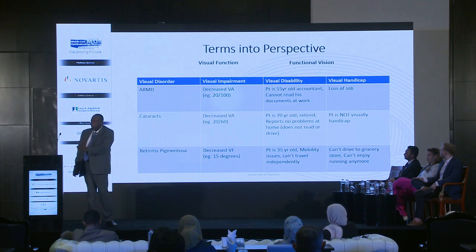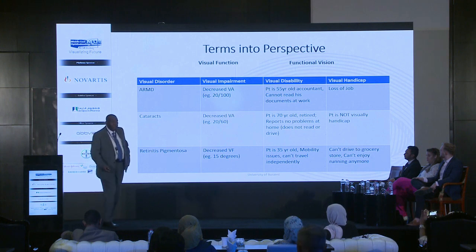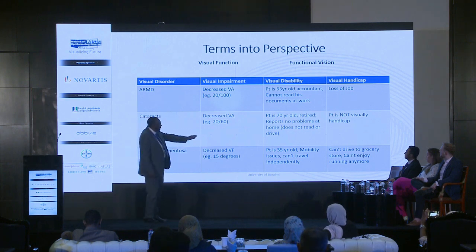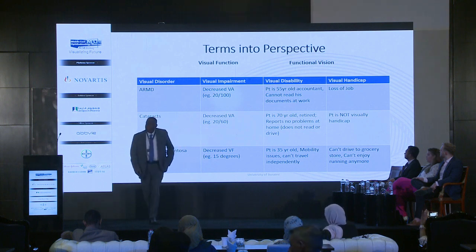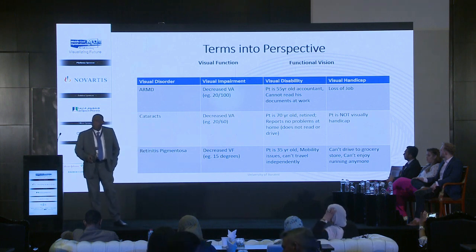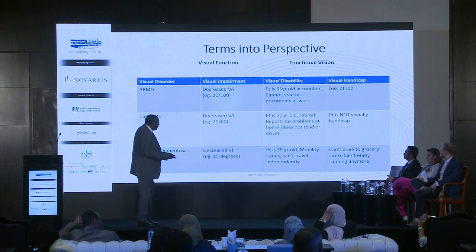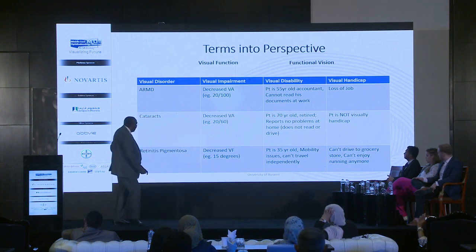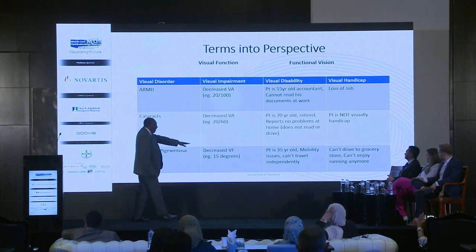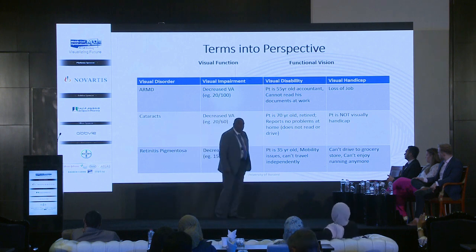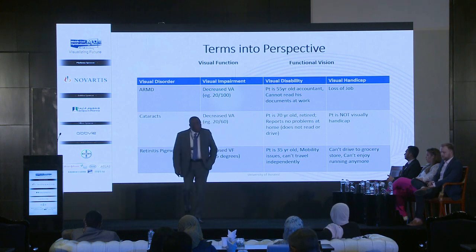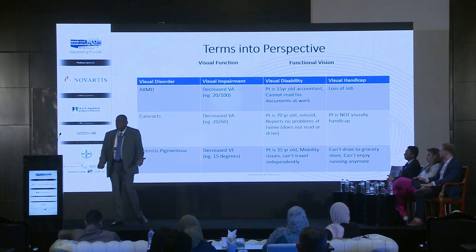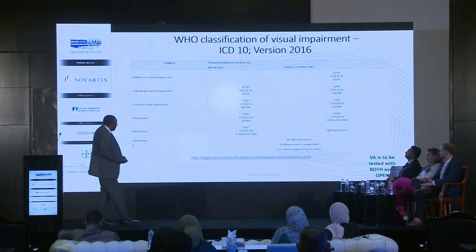That is the optometrist and the ophthalmologist, because this will be signed by the ophthalmologist, I believe, in so many countries. Cataract decreases visual acuity. The patient is 70 years old, retired. I wouldn't say this patient is visually handicapped or not, because surgery for cataract can happen at any time, and the person will be able to restore his vision if free from other problems. Retinitis pigmentosa catches people in middle age, and I would say they will be affected a lot. That's 35 years old, and you can see here, cannot drive to the grocery store or enjoy running anymore. This is another problem, so we need to address them as low vision people.